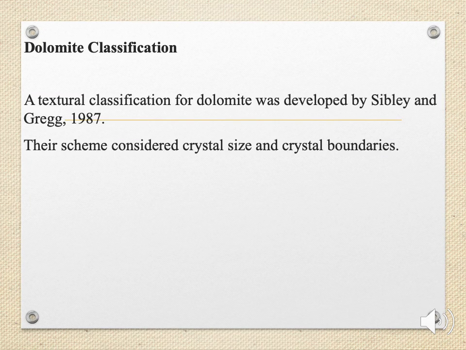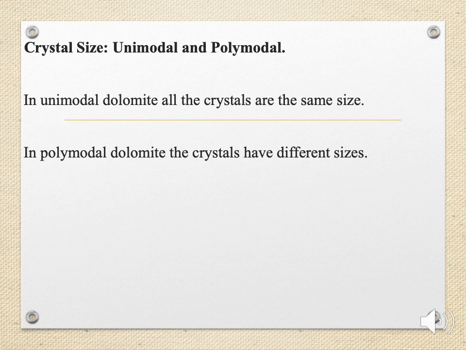Okay, so Sibley and Gregg in 1987 presented a classification for dolomites, and their classification scheme considers the crystal size and the crystal boundaries. They basically group them into two groups, unimodal and polymodal. In unimodal dolomite, all the crystals, as you can imagine, are the same size, and in polymodal dolomite, the crystals have different sizes.